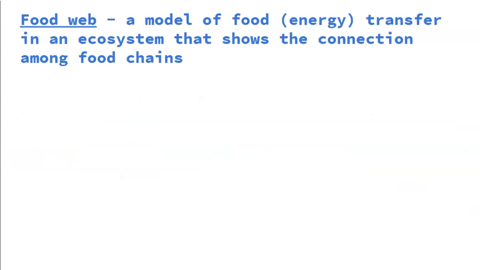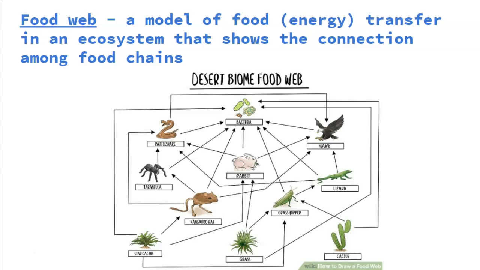So a food web takes the model, or our food chain, and shows all the energy transfers within that ecosystem. So it takes a bunch of food chains and connects them. So if we're looking at a desert, for example, earlier we said that there was grass to grasshopper to mouse to snake to hawk. So here's my grass, here's my grasshopper.